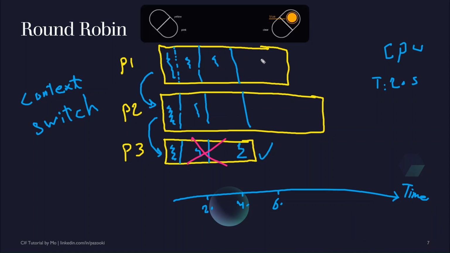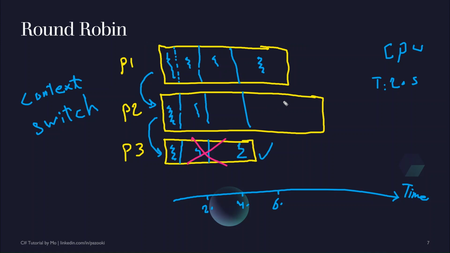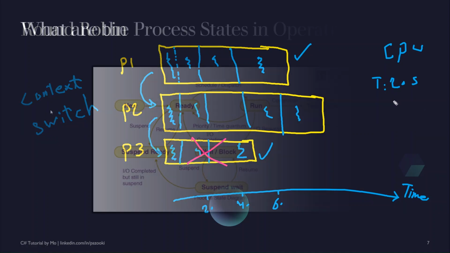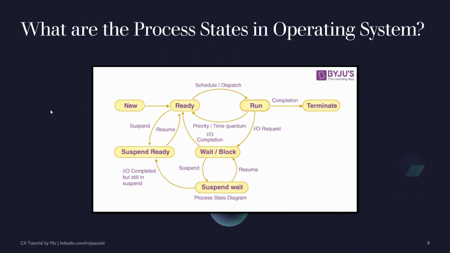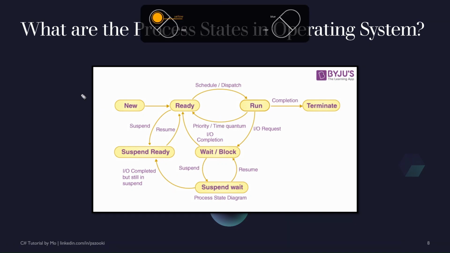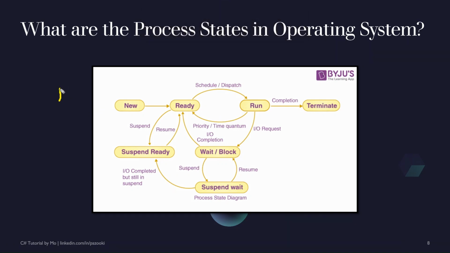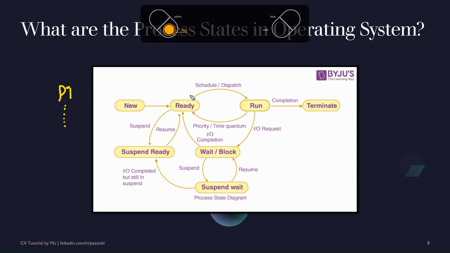In this method, there is no starvation, and this method is one of the most widely used methods in CPU scheduling. Now let's have a deeper look into the round-robin algorithm. Consider that we have many processes from P1 to many other processes. In the first step, they will go to the ready status.